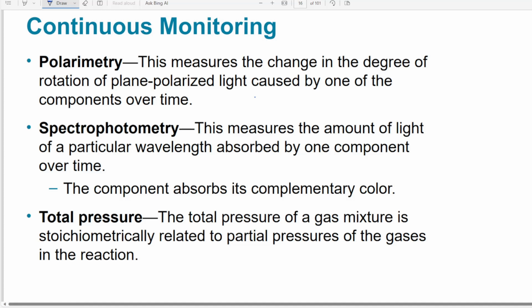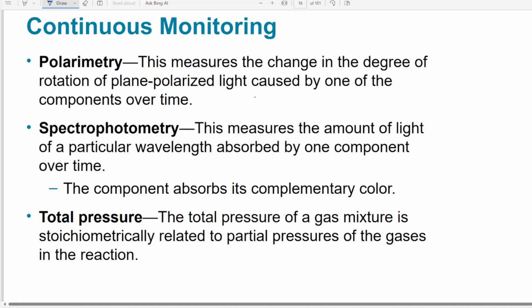This one is limited in use to substances that actually rotate plane polarized light, which means they have to be chiral. We haven't discussed chirality in this course yet, and maybe a little bit last semester, but we'll try to get to that by the end of the semester.